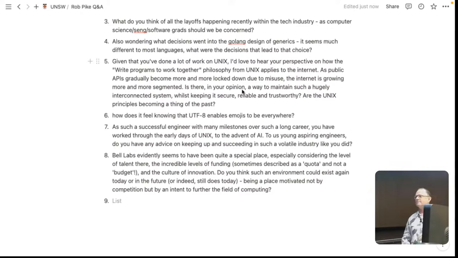All right, I got one last question. I really like this one. You worked on lots of different things. One of the things you worked on was the UTF-8 standard, which has enabled emojis to be everywhere. Right. How does that feel?